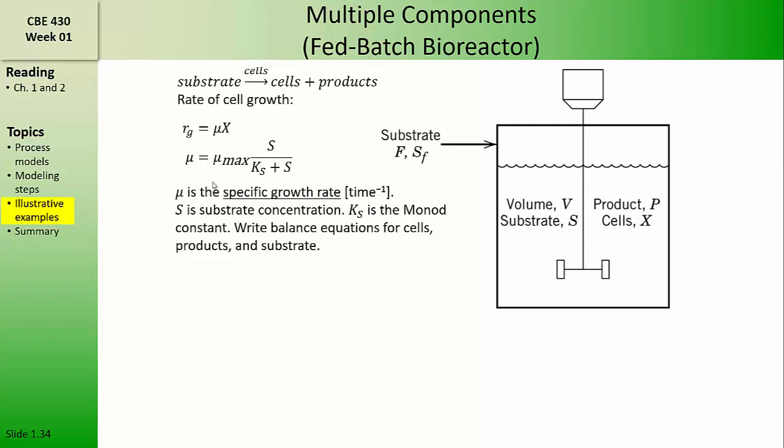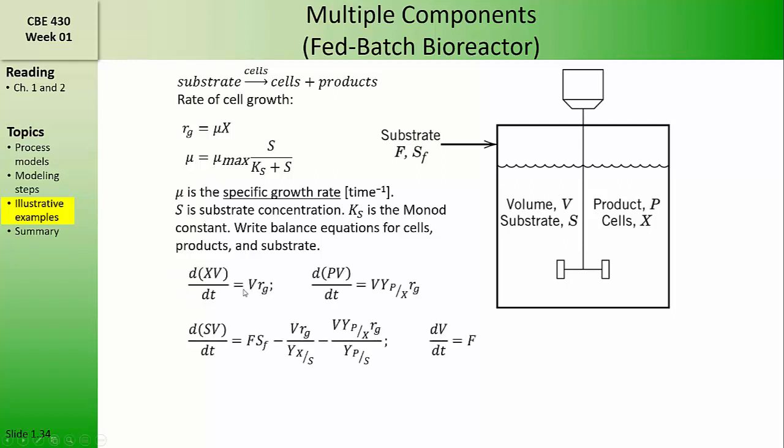We'll write balance equations for the cells, products, and the substrate. The rate of accumulation of cells is given by their rate of generation, which is the cell growth rate R sub G. The product accumulation is also related to the cell growth rate by a ratio, capital Y sub PX, where Y sub PX represents the mass of products produced for every mass of cells produced. Substrate is being fed to the reactor and is consumed when cells are produced and when product is produced.